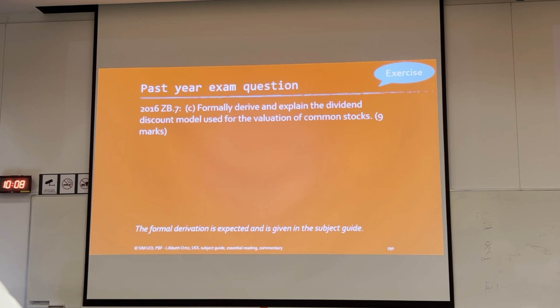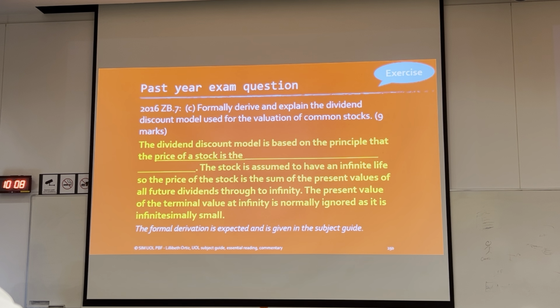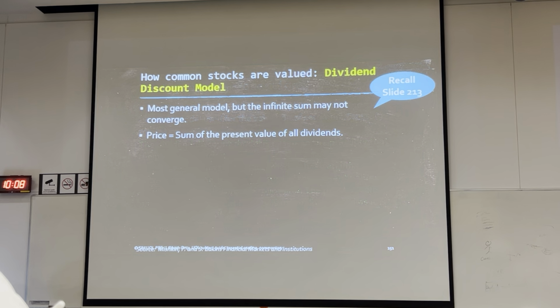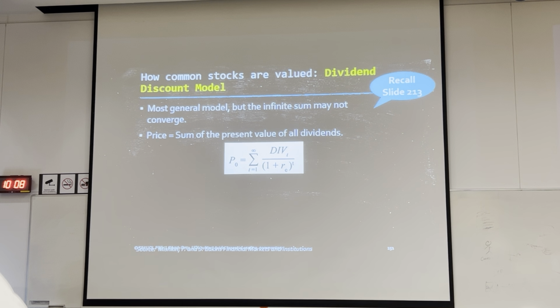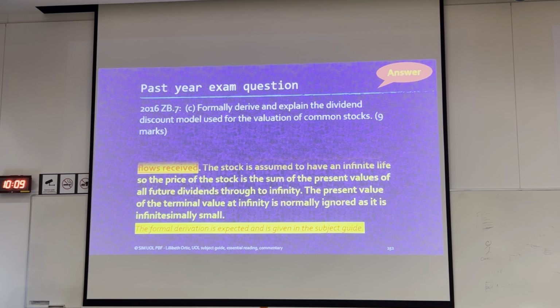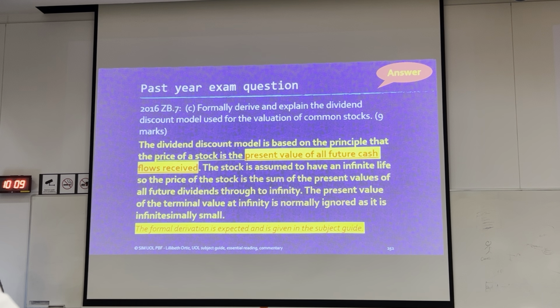Formally derive and explain the dividend discount model. Basically, you check the subject guide for the math on that. But you need to describe the fact that the value of a stock is simply the present value of all its future dividends until infinity, until forever. But as we said, it's hard to compute that, and you don't even know the terminal price.